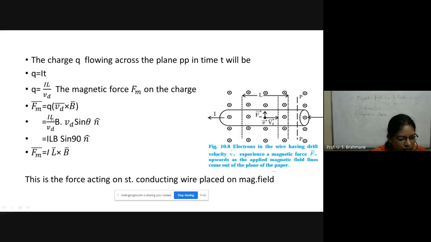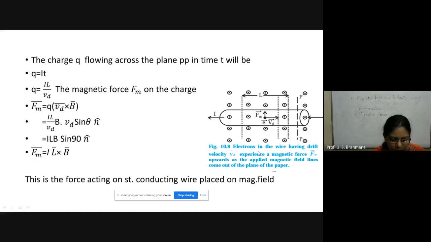So then we can substitute for Q from this equation, that is I L Vd upon Vd into B dot Vd sine theta n cap. Now Vd is getting cancelled, so we get that is equal to I L B sine 90 n cap. So here we can see this is the current flowing, this is the magnetic field, it is in perpendicular direction.